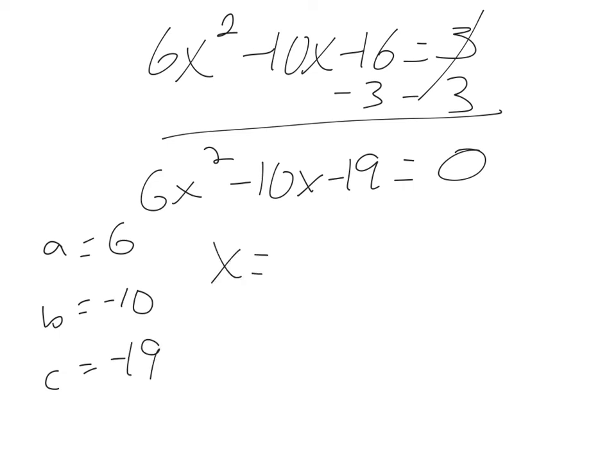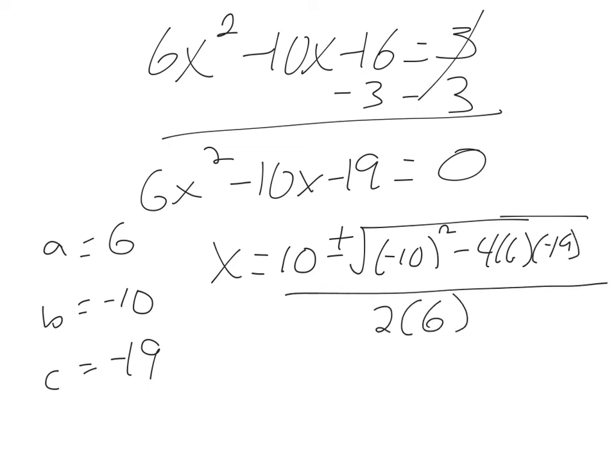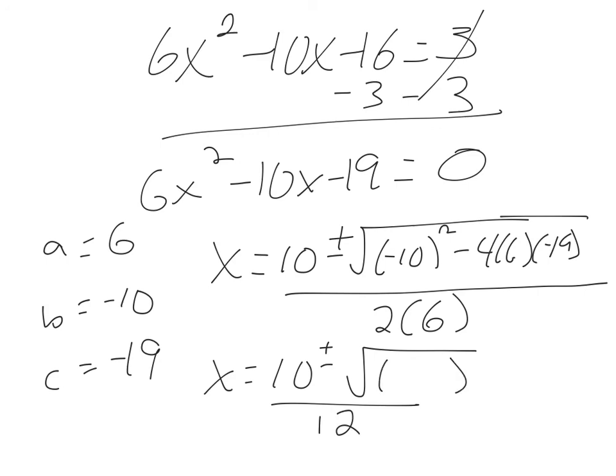So x equals -b, so +10, plus or minus the square root of b squared, -10 squared, minus 4 times a times c, all over 2 times a. And then you just need to grab a calculator and evaluate that number and put it over 12. I'll leave you to do that. Grab your calculator, figure out what that number is, and there are your roots.